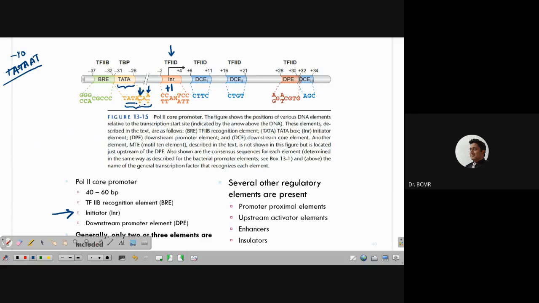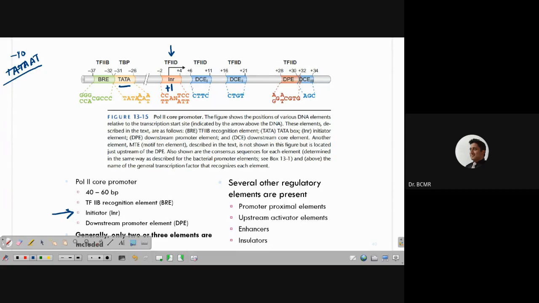So let me erase a few things so that it will be clear. This is called the TATA box, referred to as TATA. Initiator region, that is where the transcription usually starts. And there are several other things that you will remember.